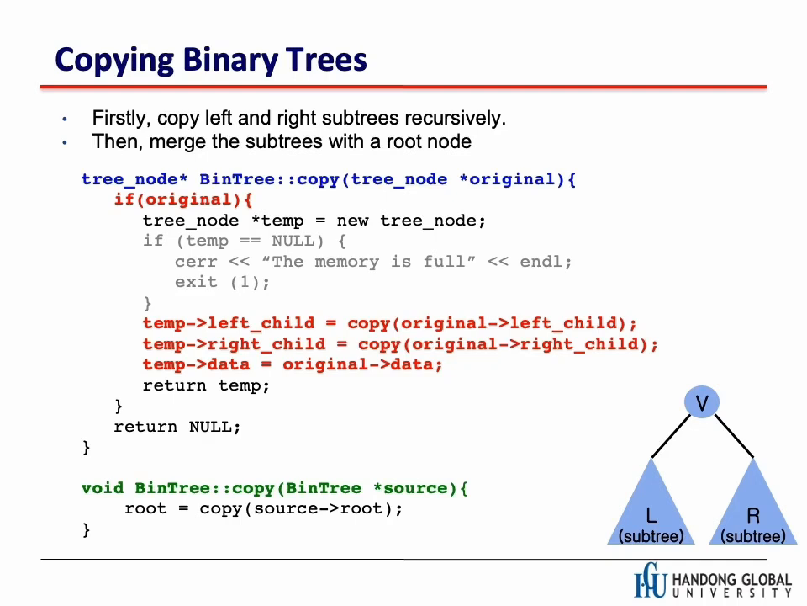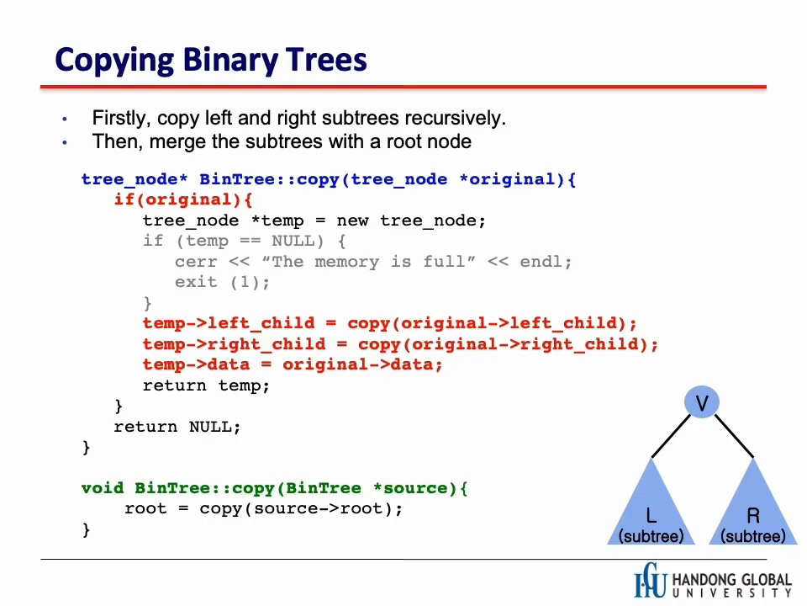As I said in the previous slide, we have two functions with the same name, but with different parameter types and return types. The first one gets one tree node pointer, original. This is not the binary tree pointer, it is a tree node pointer. Then we check if original is null or not. If it is null, we return null because we don't have to copy anything. If it is not null, then it is pointing to something.